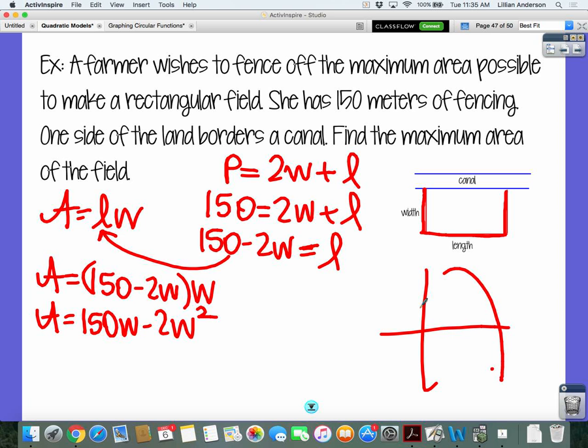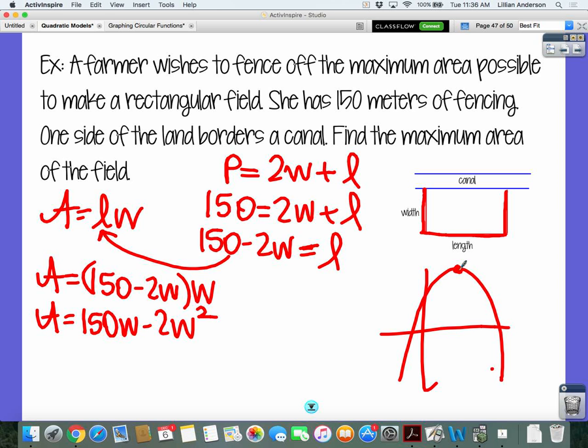So I'm just going to make a quick little graph there. If I'm trying to find the maximum area, the crest, also known as the what? Vertex. The vertex. The maximum area is the highest area possible that we could potentially have to fence in this farm. Okay? So when you're trying to find the maximum area or the minimum area or the maximum cost or the minimum cost or the maximum height or minimum time, are you with me?